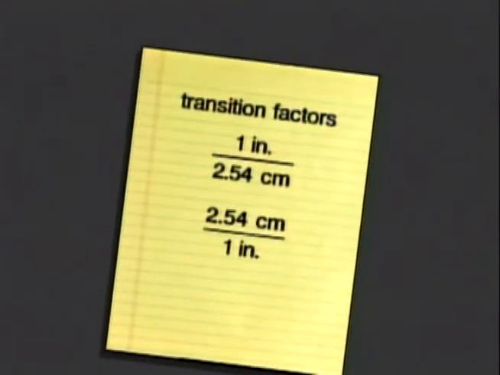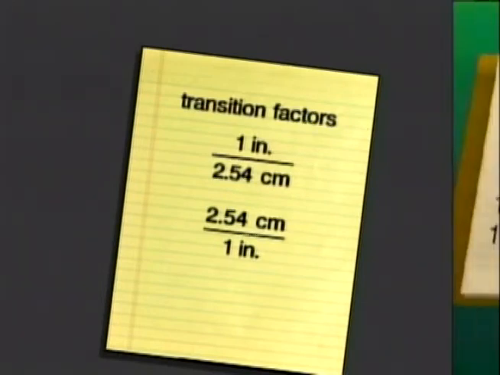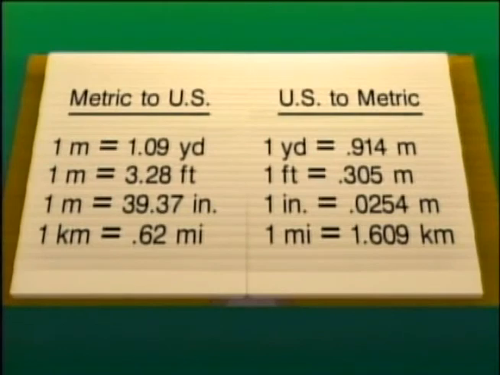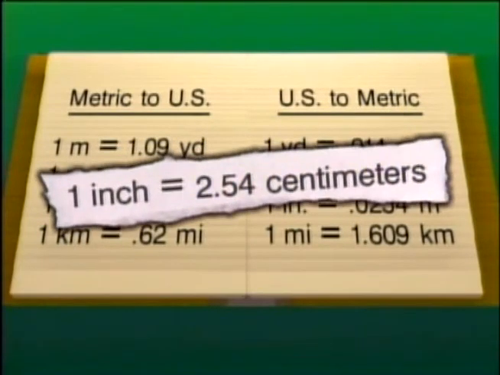By the way, even though we've been using these 2 transition factors to solve problems, some textbooks use other factors. They're based on different unit equivalences for converting from metric to U.S. and converting from U.S. to metric. You could memorize all of these equivalences to convert between the 2 systems of measurement, but in this lesson we keep it simple. We use one equivalence. 1 inch equals 2.54 centimeters.